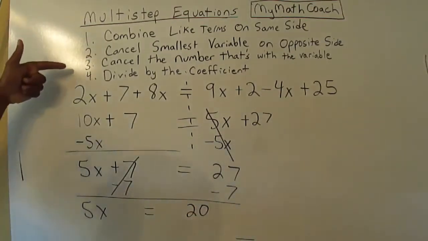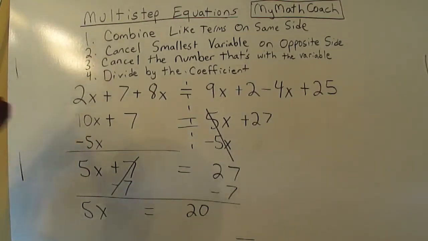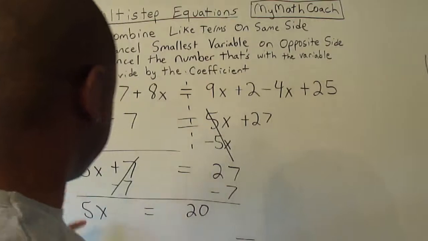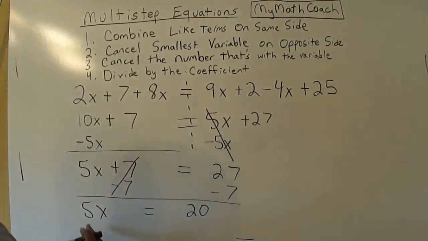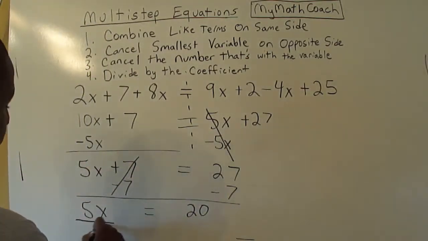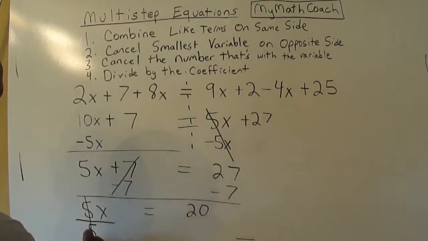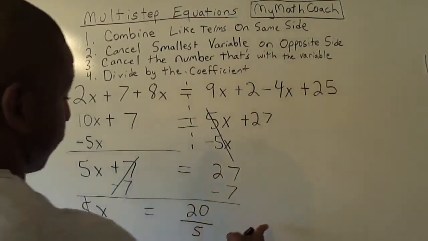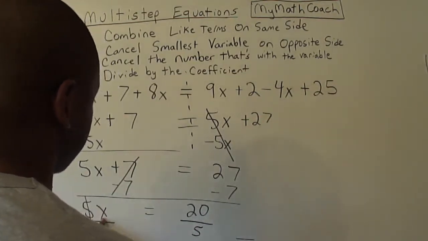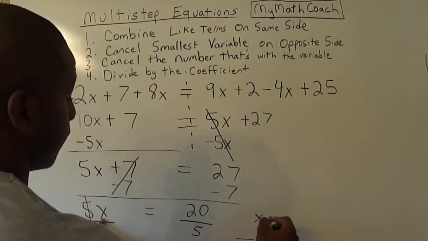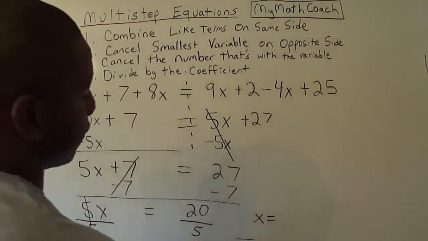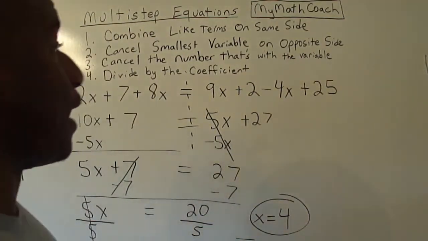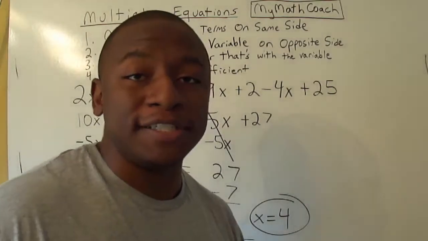Okay? The very last step is to divide by the coefficient. Now the coefficient is a fancy word for the number that's in front of the variable. In this case, it's 5. So we divide this side by 5, and we divide this side by 5. And we end up here with x equals 20 divided by 5, which is 4. And that's the correct answer, and that's how you solve multi-step equations.